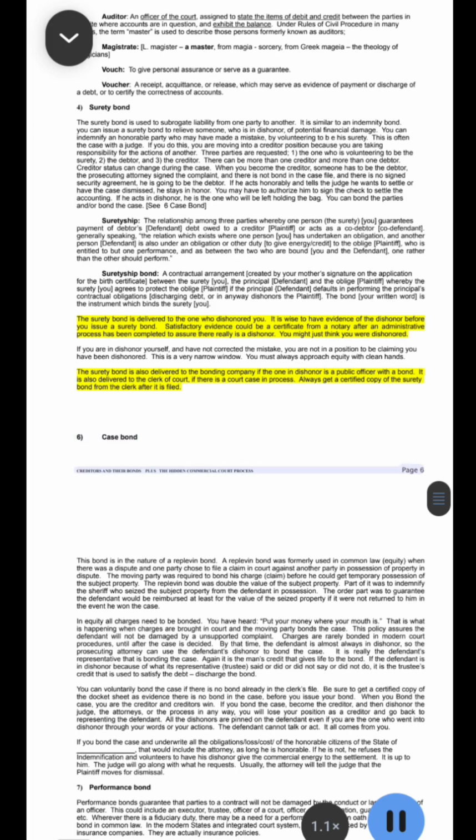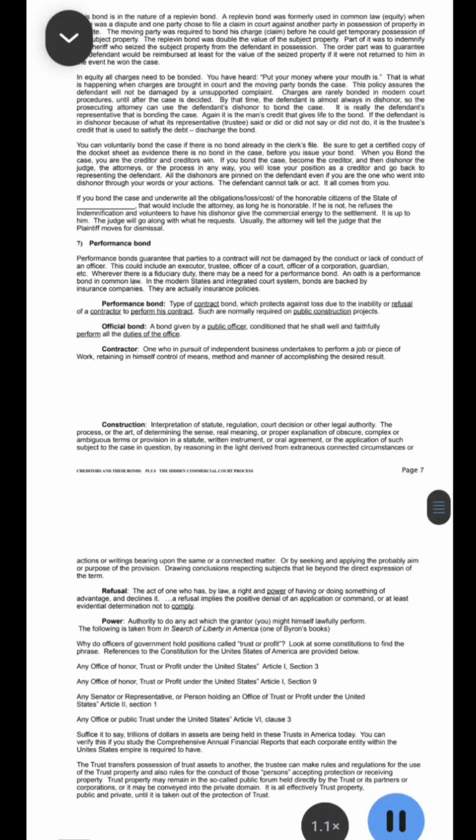Creditors and their bonds plus the hidden commercial court process, page 6. This bond is in the nature of a replevin bond. A replevin bond was formerly used in common law equity when there was a dispute and one party chose to file a claim in court against another party in possession of property in dispute. The moving party was required to bond his charged claim before he could get temporary possession of the subject property. The replevin bond was double the value of the subject property.